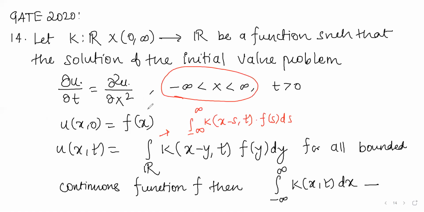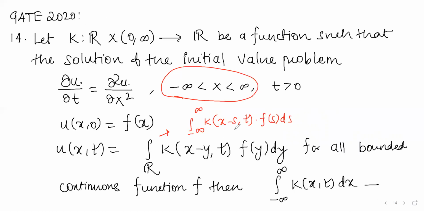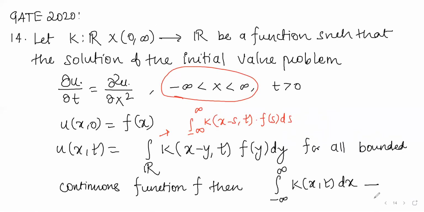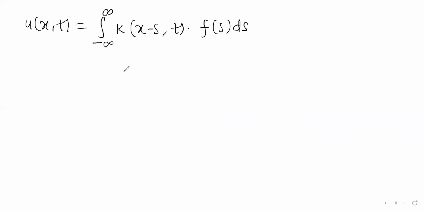So the solution goes by this. Just let me write down the problem here. What is the data given to us? There is no data in the problem. Okay, no problem. So rather what we will do, we'll just write down what they have given. So u of x comma t equal to that integration over R, I'm writing as minus infinity to infinity, and instead of y, I'll be using s. So I have K times x minus s comma t into f of s ds. This is the solution they have given. And now they are asking the integral of K of x comma t dx. That we will see later, but first let me complete this thing.